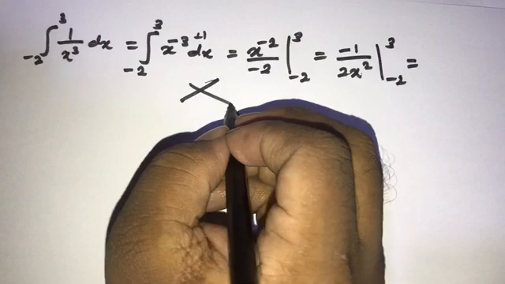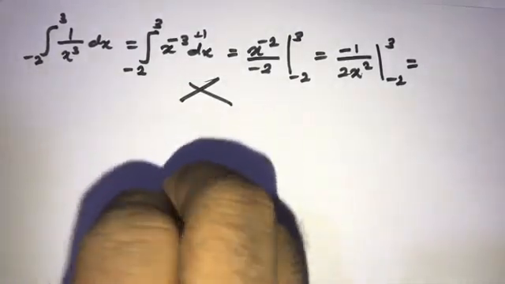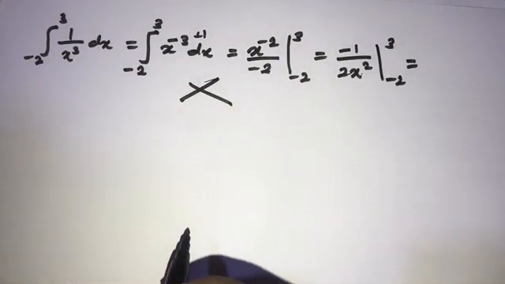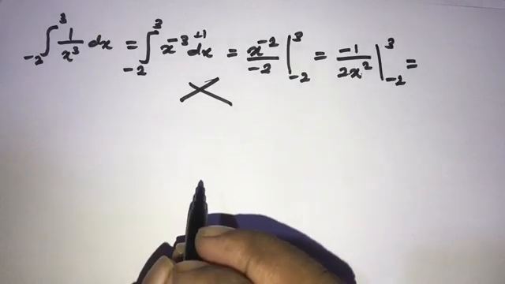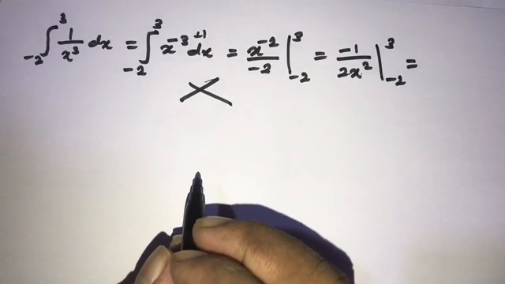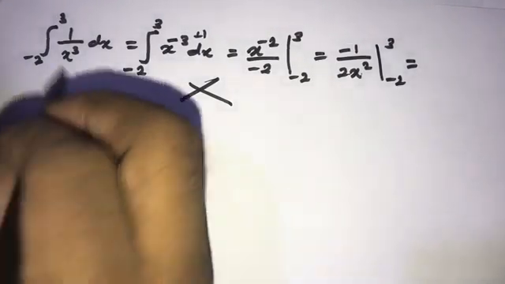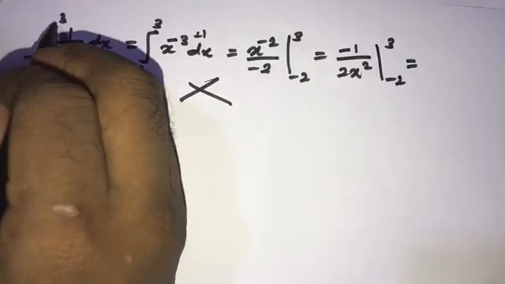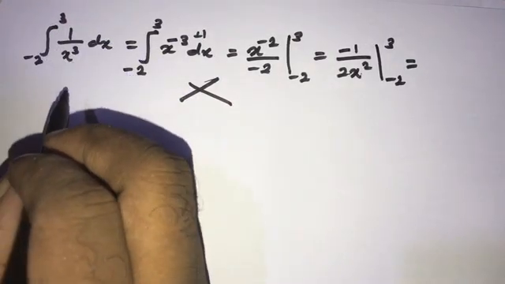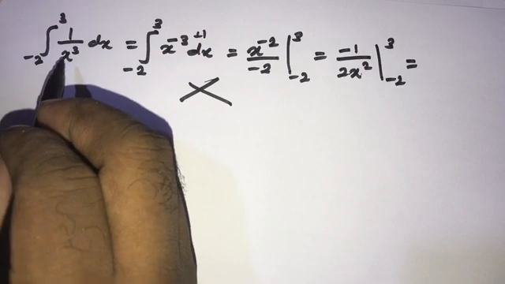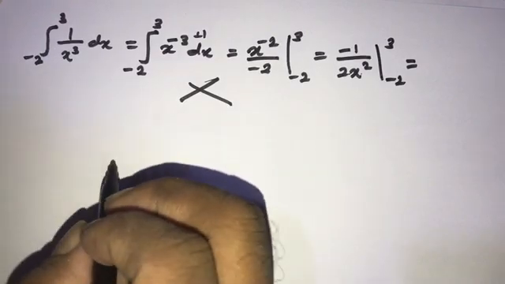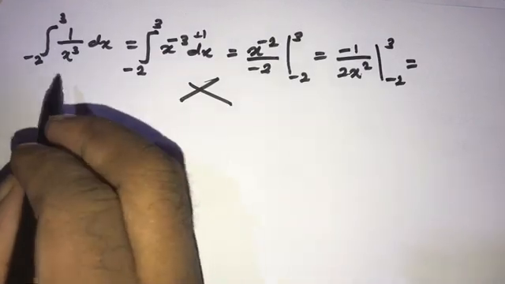No, this is incorrect. Okay, then what's the reason? Well, in calculus you learn about improper integrals. These integrals only work if the function is continuous on the interval minus 2 to 3. So we know that 1 over x to the third power is not continuous because in the denominator x cannot be equal to 0.